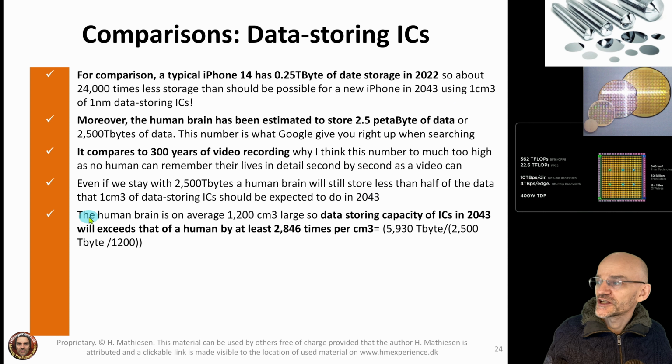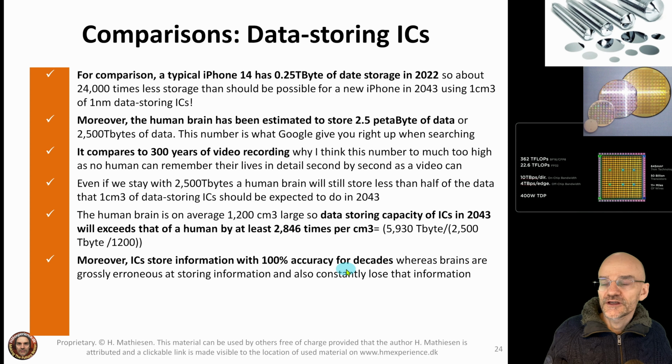We can also say, how big is a human brain? Well, a human brain is 1,200 of these cubic centimeters. So we have to divide by that. And then we get that actually a cubic centimeter of data storage IC can store 3,000 times more than a cubic centimeter of human brain. And my gut feeling says that it's actually 100x like that. So it's 284,000 times more in a cubic centimeter of ICs than in a cubic centimeter of human brain.